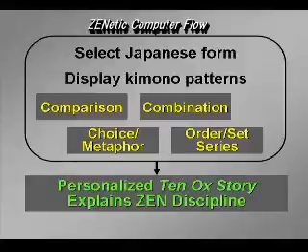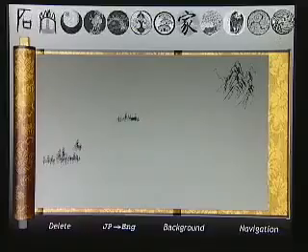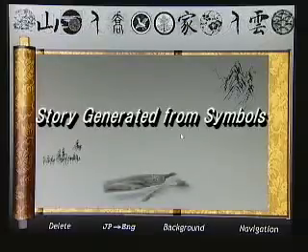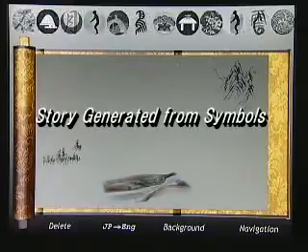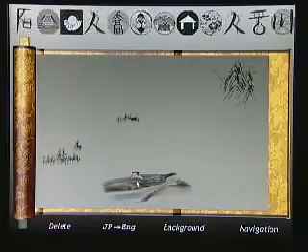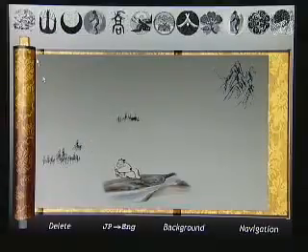Encountering Zen koans and haiku poetry, the user must confirm the whereabouts of her self-consciousness. Cloud, water. Wise man. Rock.